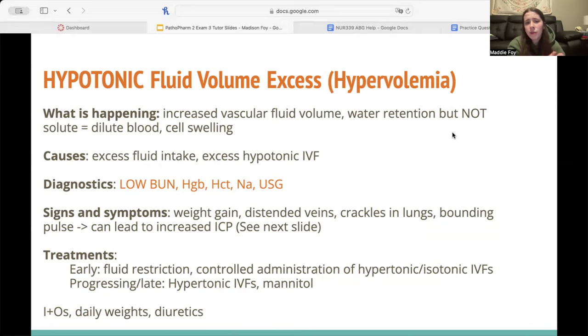I think the most important thing that we're going to talk about is that a fluid volume excess can cause increased intracranial pressure, which, like I said, I'll talk more about it on the next slide. For early treatment, you're going to do fluid restrictions, controlled administration of hypertonic or isotonic fluids. And then if it's more progressing, you can do hypertonic IV fluids like mannitol.